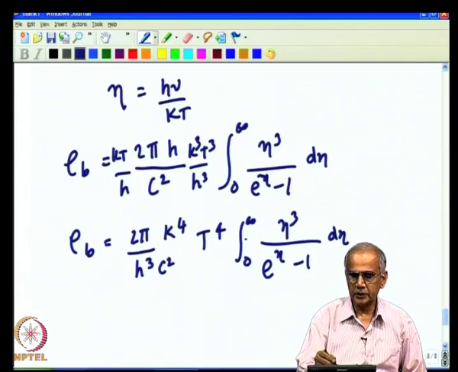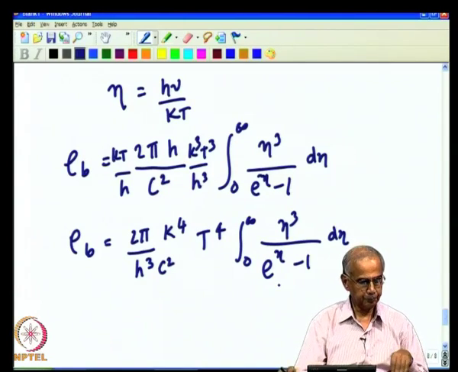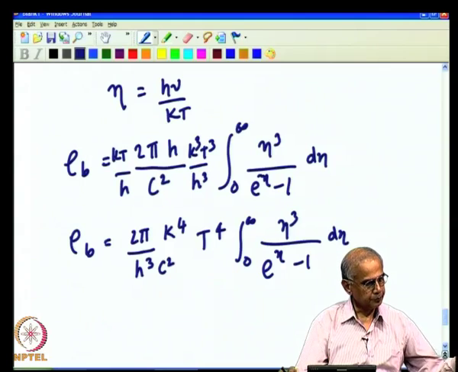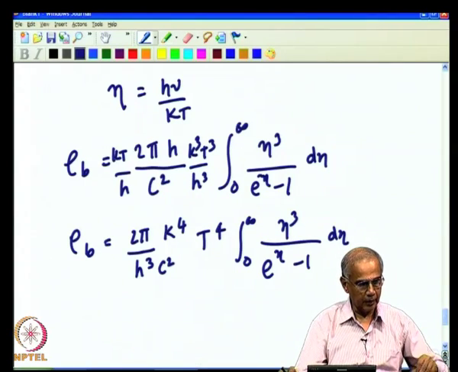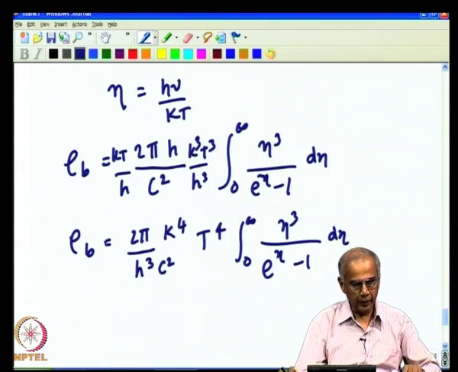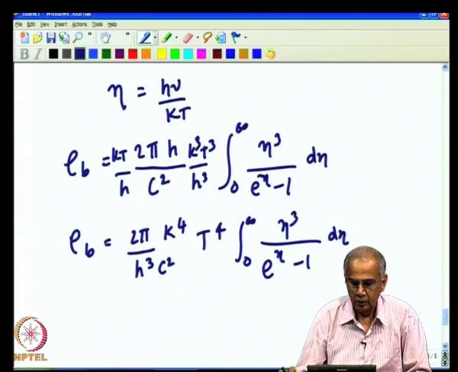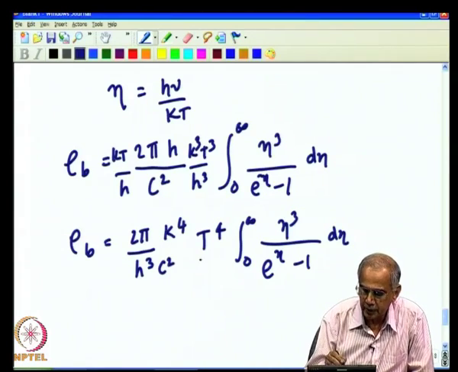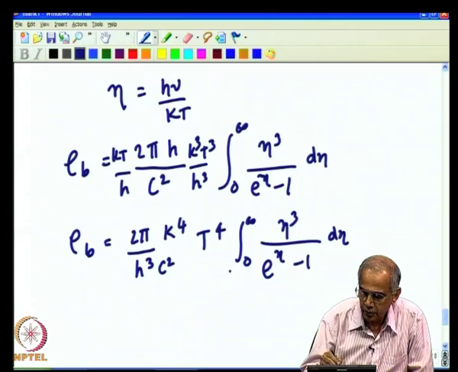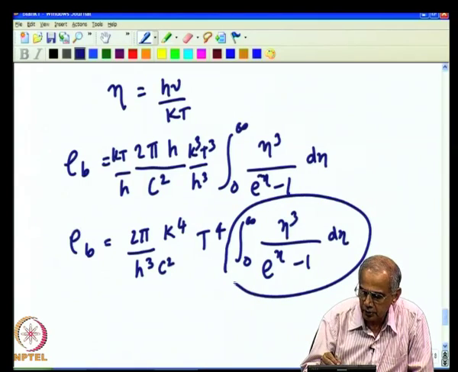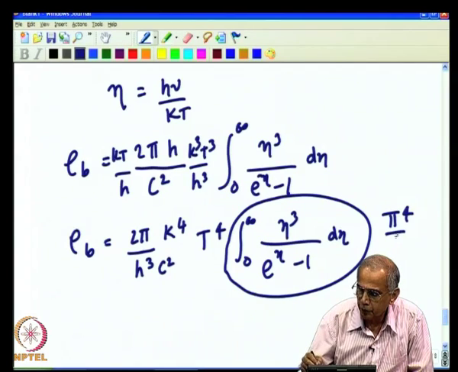Now, this integral that is given here is just a number. So, right now we may not worry too much about what the number is, but we are more interested in knowing the dependence of the emissive power on temperature. That comes out as T to the power 4. If you evaluate this integral, it comes out as pi to the power 4 by 15.